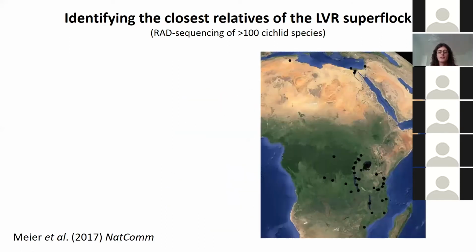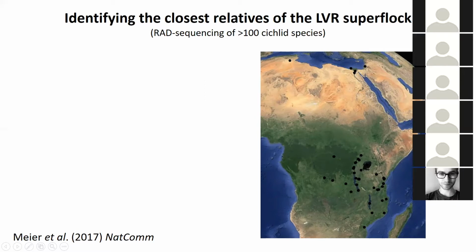So in my PhD, I wanted to find out where did these cichlids come from? Who are their closest relatives? For that, we performed RAD sequencing of over 100 cichlid species from all across Africa, from major tributaries of the region and all rivers and lakes that could have been in contact with the Lake Victoria region presently or in the past.